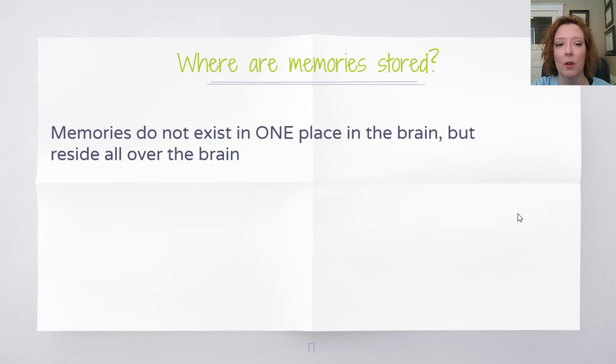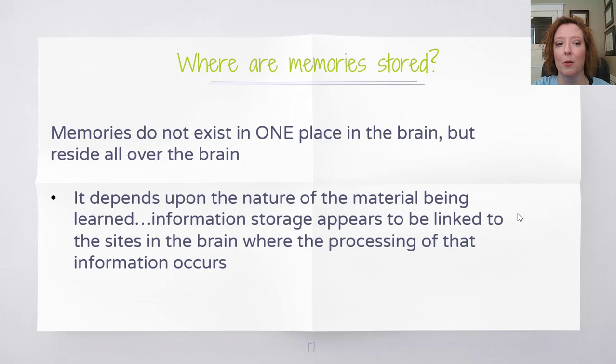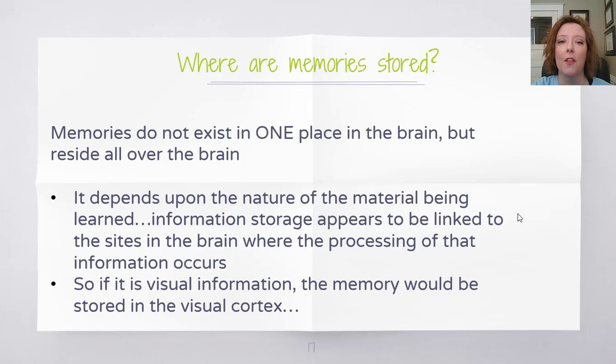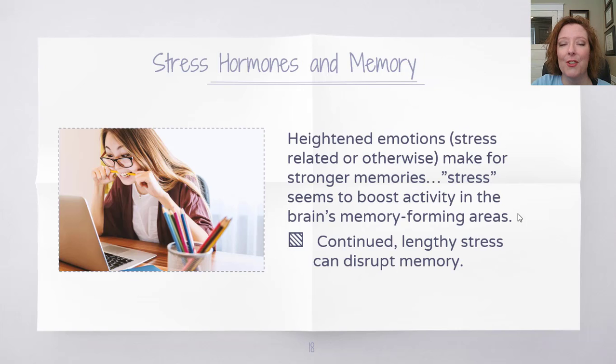So where are memories stored? Well, basically, memories don't just get stored in one place, they reside all over the brain. And it depends on the nature of the material being learned. Information storage appears to be linked to the sites where the processing of that information occurs. So if the information is visual, then the memory would be stored in the visual cortex. So there's an interesting dichotomy in memory. Heightened emotions, whether it's stress-related or otherwise, make for stronger memories. The stress seems to boost activity in the brain's memory-forming areas. However, if stress is continued, if it's lengthy, if it's heightened, it can actually disrupt memory.